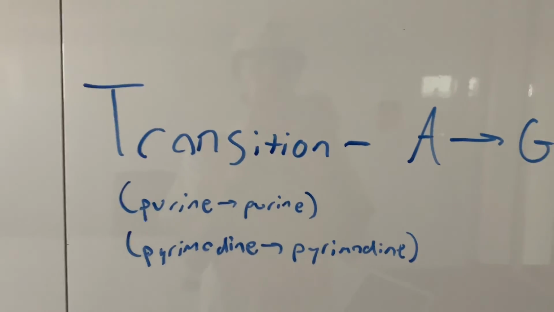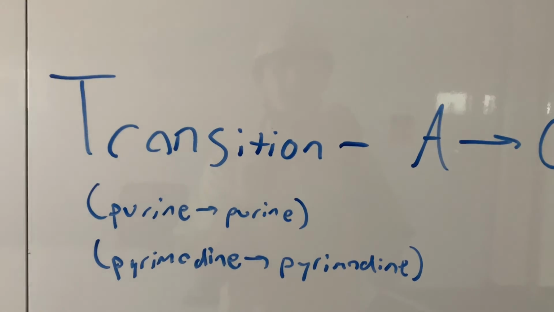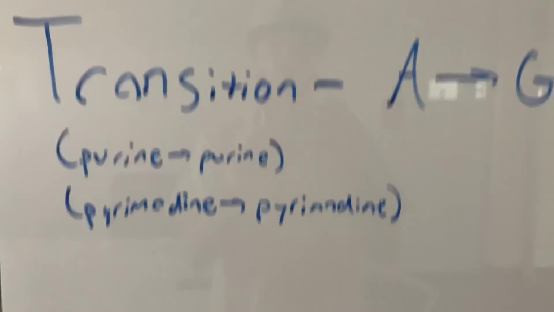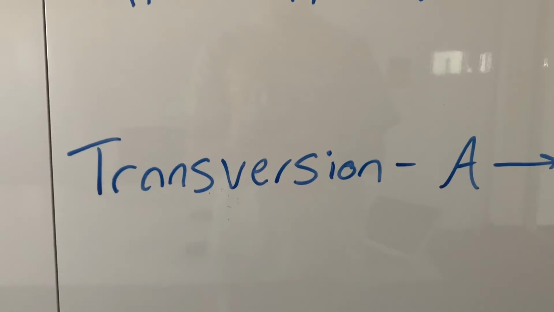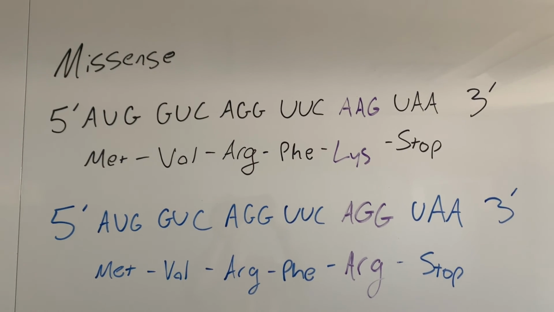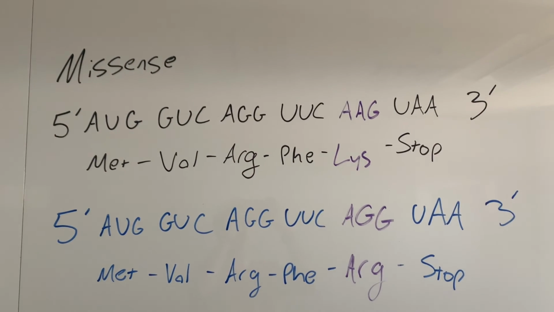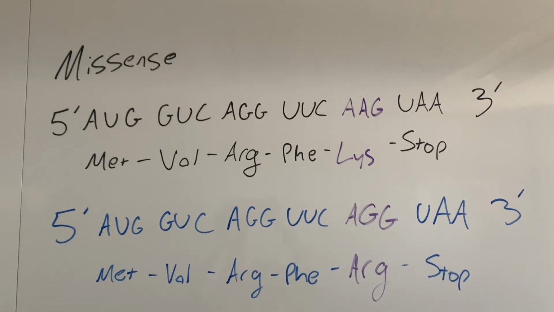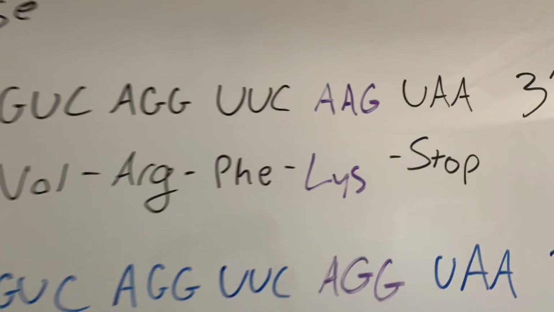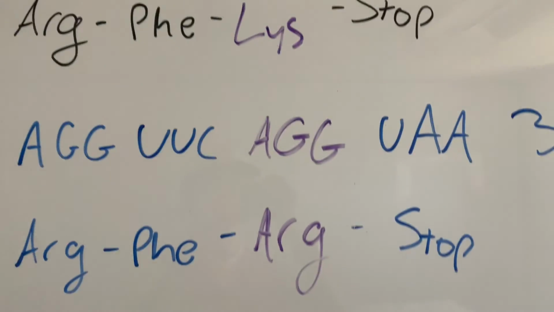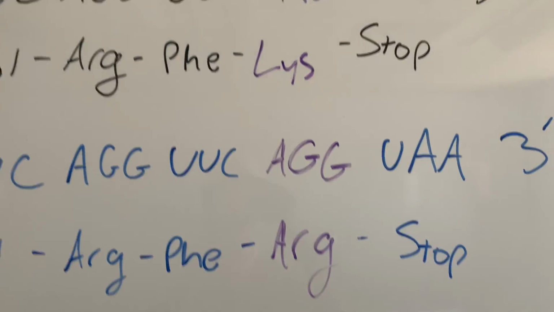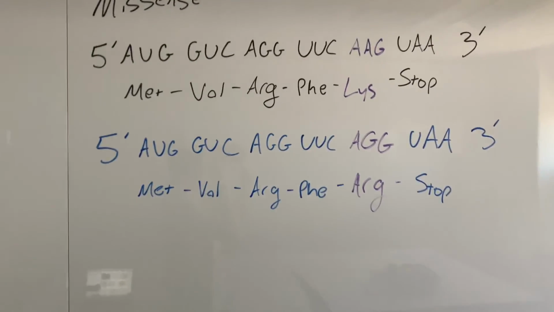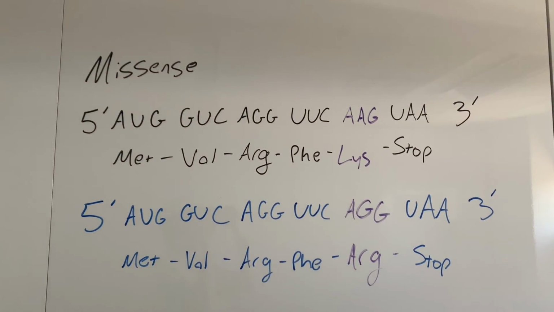Going back to my language analogy, this would be like switching from a southern accent to a Midwestern accent. And this would be like switching from German to French. So I'll do an example of each, starting with a missense mutation. Since we're only changing one nucleotide, it's just going to code for a different amino acid. So here we're changing AAG, which codes for lysine, to AGG, which codes for arginine. And since this is a change from an A to a G, it is a transition.